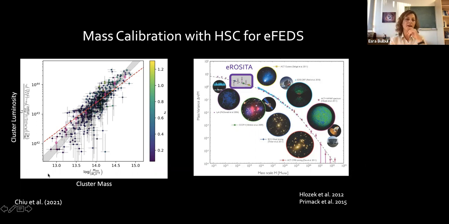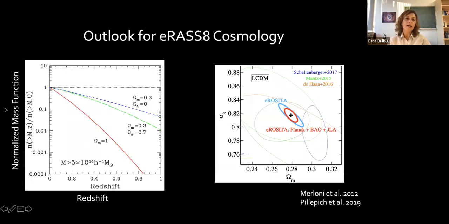And you can see 542 of them, a little less here because we clean the contaminants. We could measure the masses of the majority of these objects. So then we can take it one step further and constrain cosmology. And as a matter of fact, eROSITA is very complementary to other cosmological probes, and we probe a very unique mass range in comparison to other cosmological probes. Here, low mass regime.